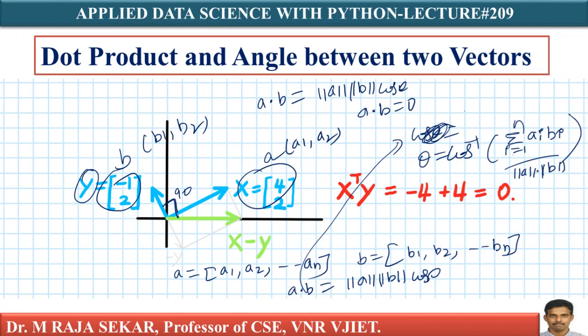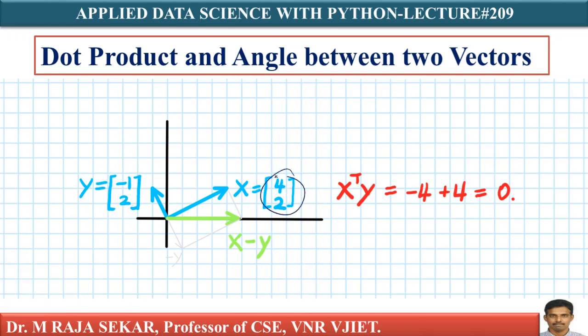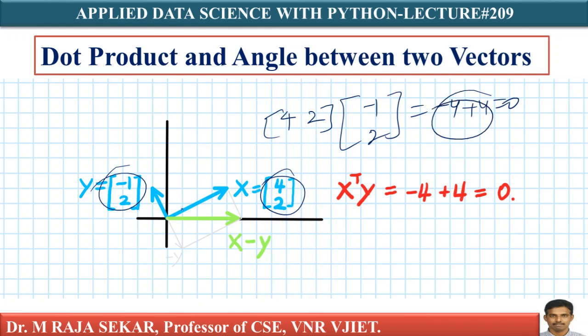Can I write like this? This is for n-dimensional space. For simplicity, here we are taking numbers. This is 4 comma 2. This is minus 1 comma 2. Just multiply them, x transpose y. X transpose means as it is a column vector, I must write it as a row vector. What is my y? Minus 1, 2. According to multiplication, 4 into minus 1 is minus 4, plus 2 into 2 is 4, minus 4 plus 4 is 0. That's what it says. As they are perpendicular to each other, the dot product is 0.